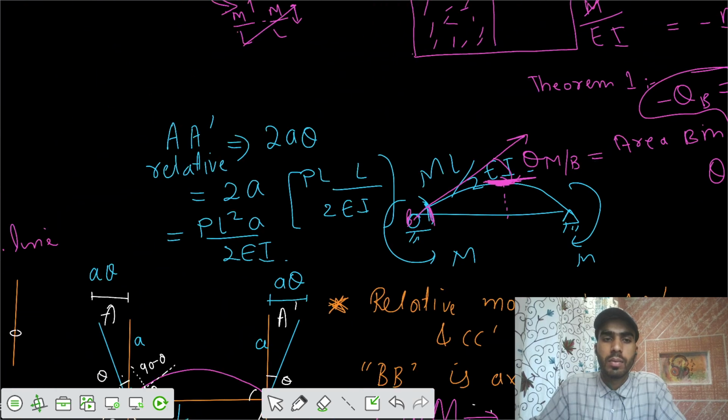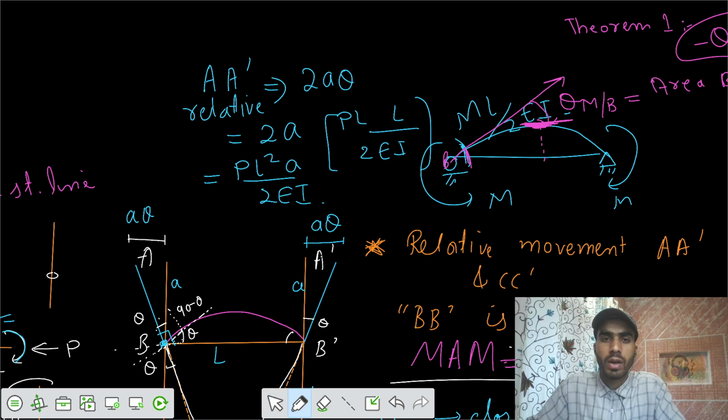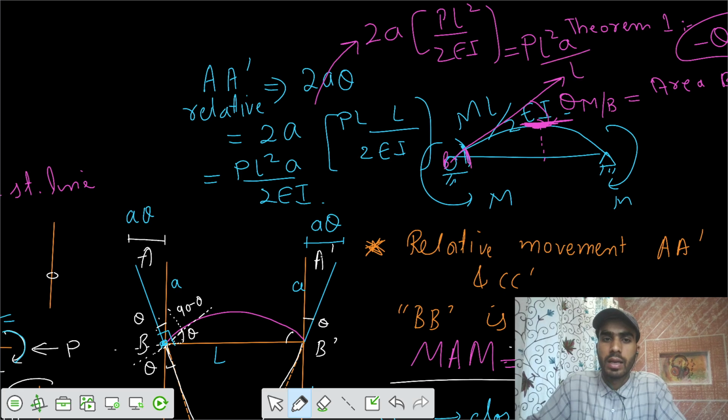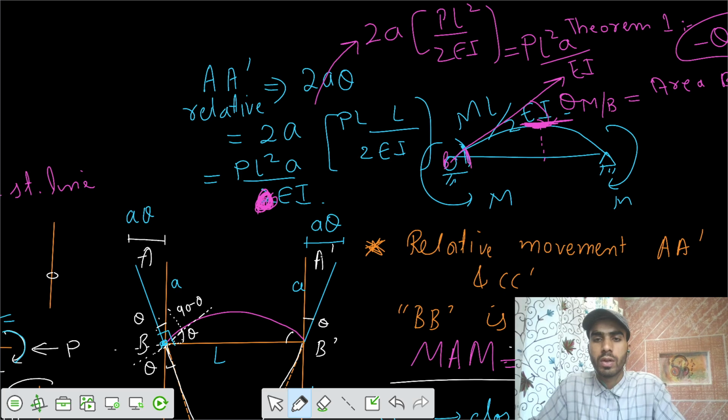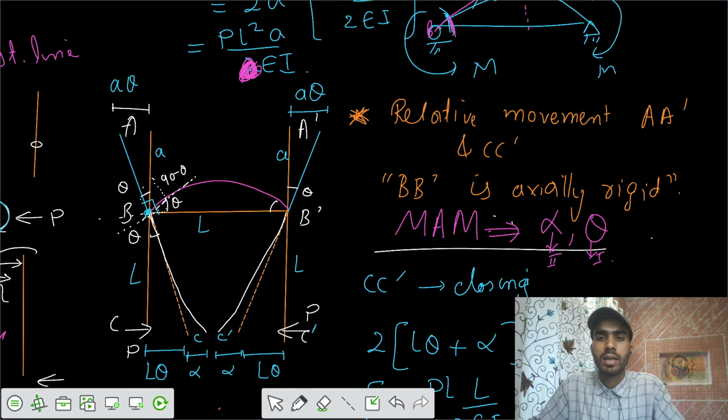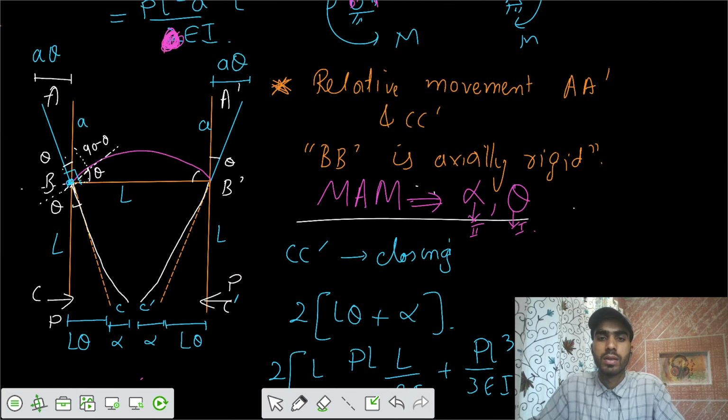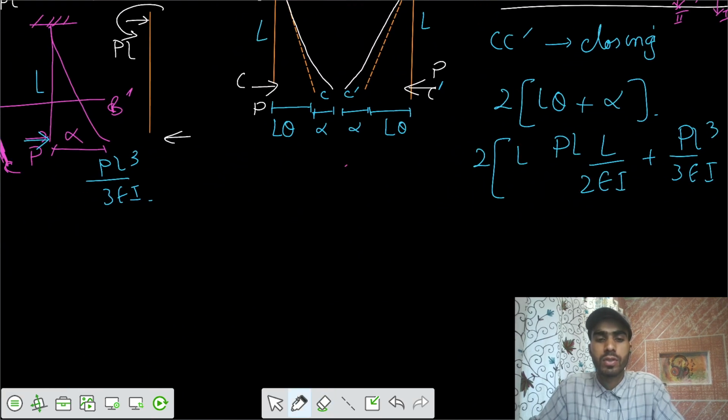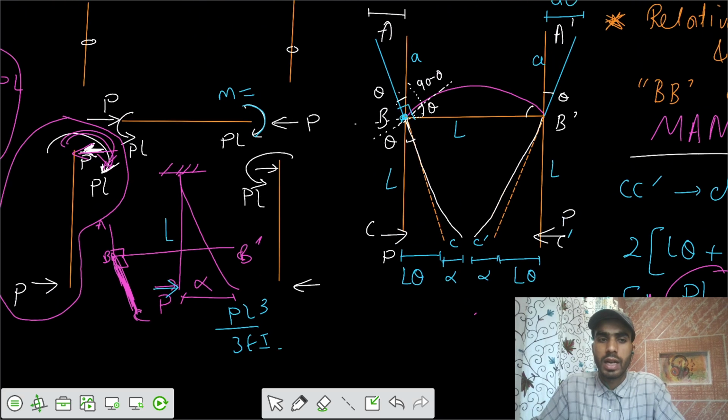If you substitute here PL square by 2 EI, we would have written 2 into A PL square by 2 EI, that's similar to the result we got, PL square A by EI. So we got the value of theta, that's PL square by 2EI. So for this member, we can say L theta equals L into PL square by 2EI. That's also the same here. So now we need to get the value of deflection between the 2 points.